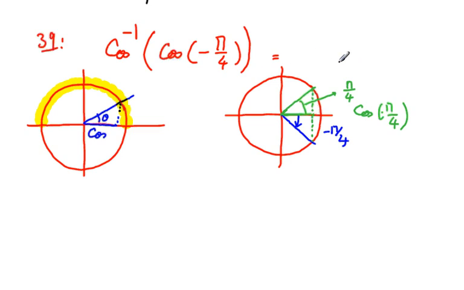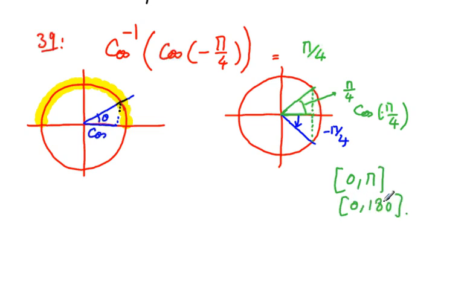So finally, what's our answer to this question? Pi over 4. Pi over 4 is the angle. Again, we are looking for an angle in the range of cosine inverse, which is quadrant 1 or quadrant 2. You want your answer to be in the range from 0 to pi or from 0 to 180.